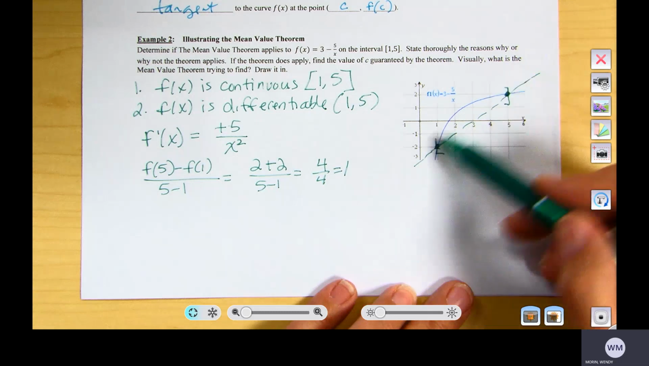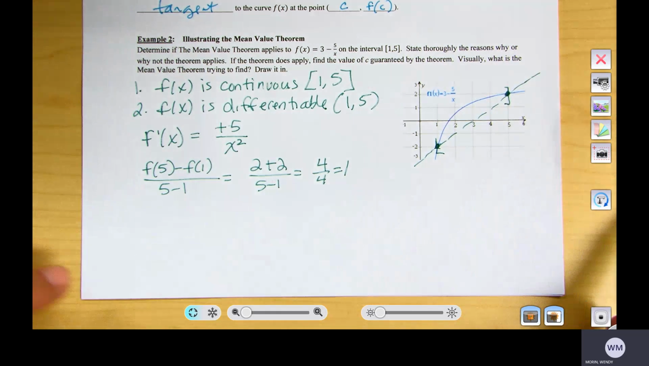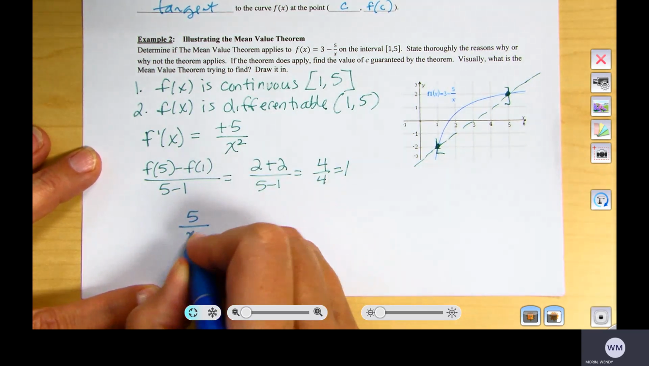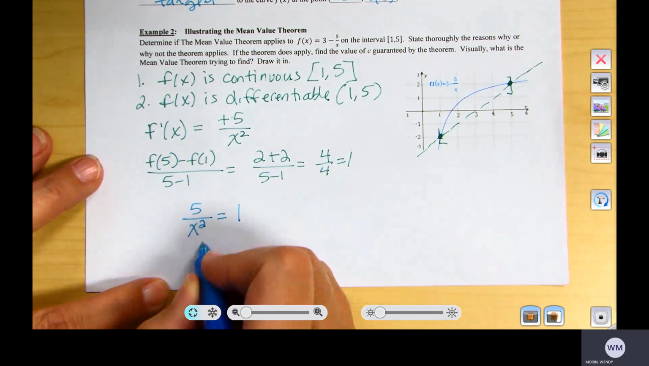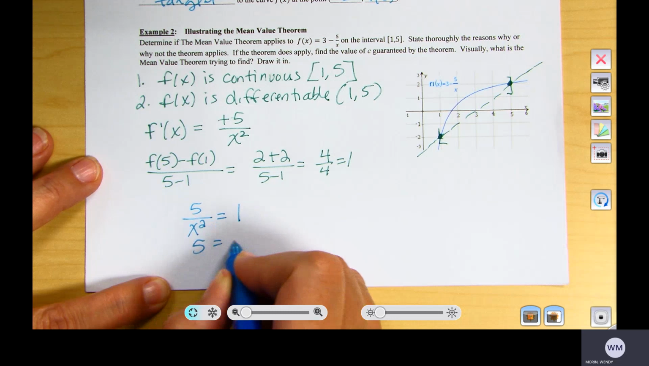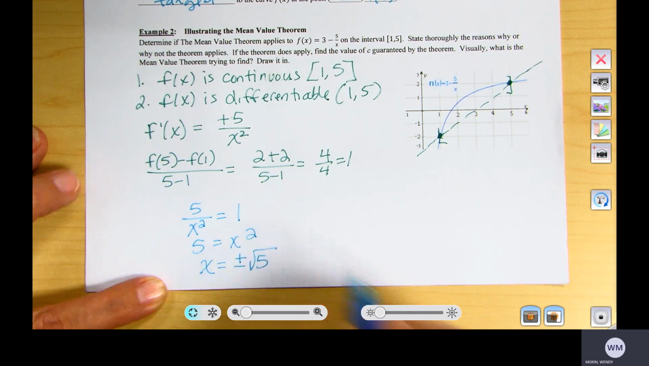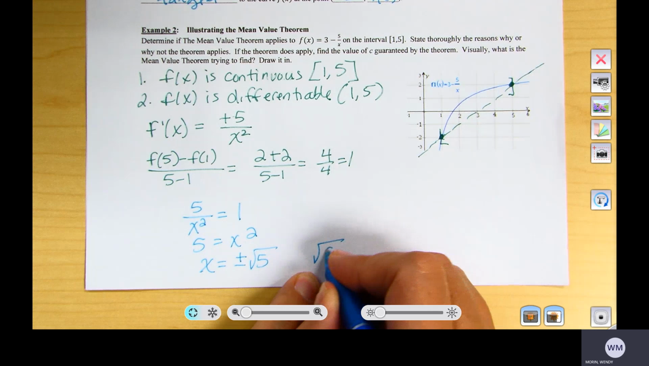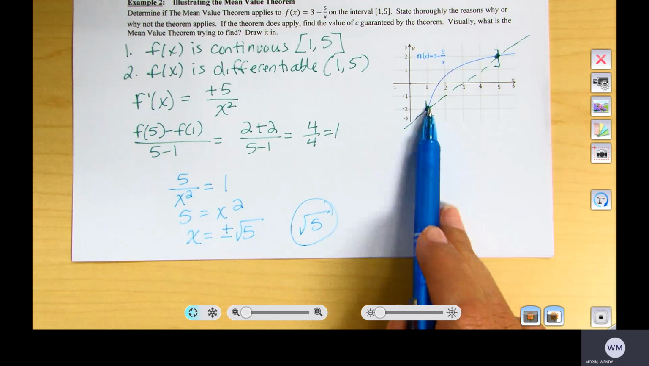Okay, somewhere in between there, we're going to have a C value where the instantaneous rate of change is equal to the average rate of change. So let's take our instantaneous rate of change on the interval and set it equal to our average rate of change and solve. So x equals plus and minus the square root of 5. Now again, the answer is just the square root of 5. That's the C value because we only want from 1 to 5.